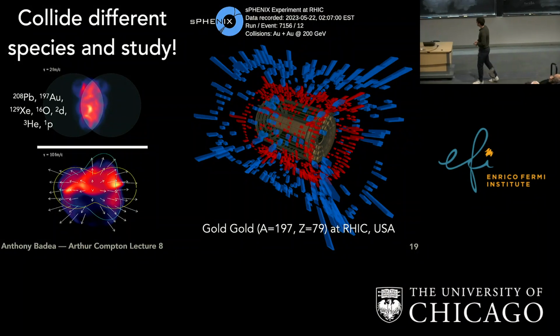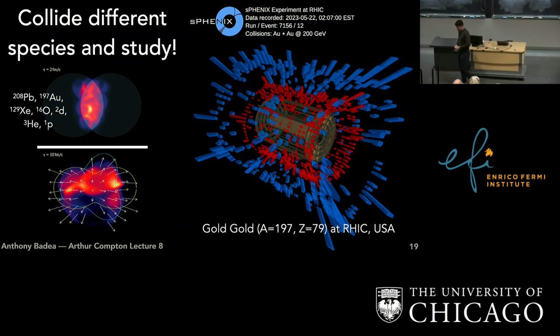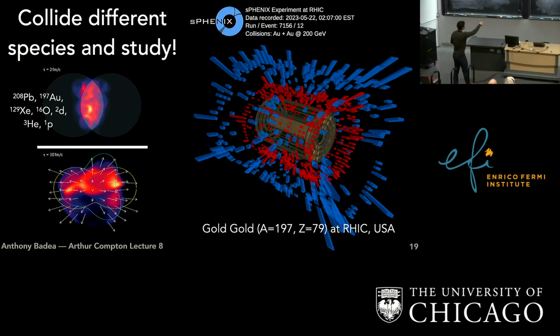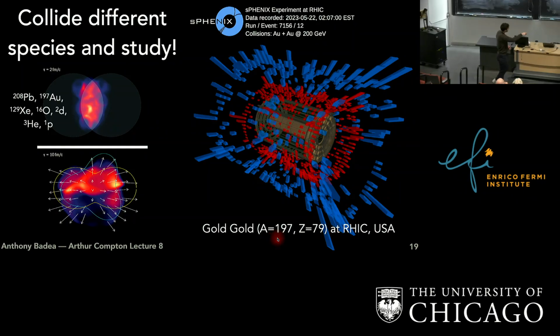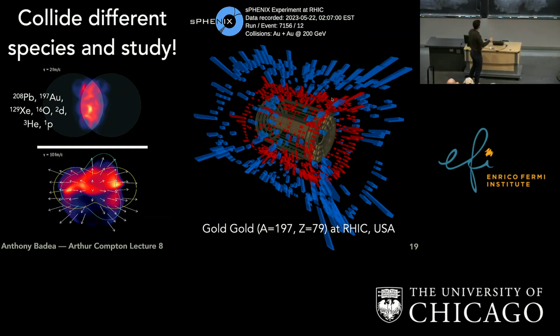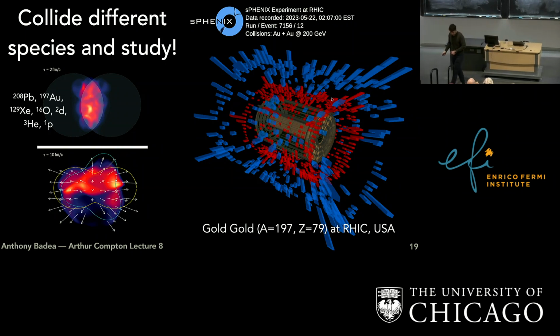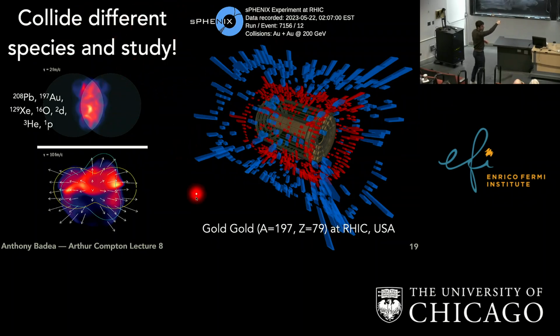And it's also happening here on US soil. This is an experiment at Brookhaven in Long Island called the sPHENIX experiment. It is at a collider called the Relativistic Heavy Ion Collider, where instead of colliding lead nuclei, they're colliding gold. So this is two gold nuclei, with a mass number of 197, smashing together and again producing this kind of explosion. There's a big endeavor across the world to collide different nuclei species and study them.